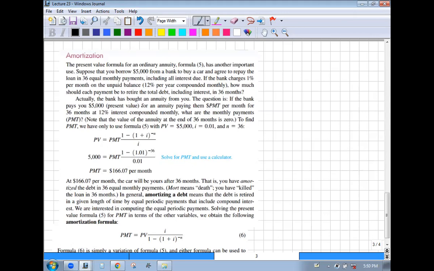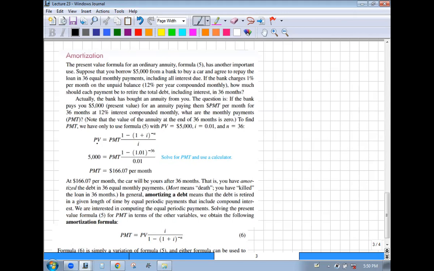So actually, the bank has bought an annuity from you. The question is, if the bank pays you $5,000, that's the present value. So in our scenario, the bank is paying us $150,000, right? Because that's the amount of the loan. And we're paying them a payment per month, for 36 months at 12% interest compounded monthly. What are the monthly payments? So this is basically what we're doing here. It's just a house instead of a car.